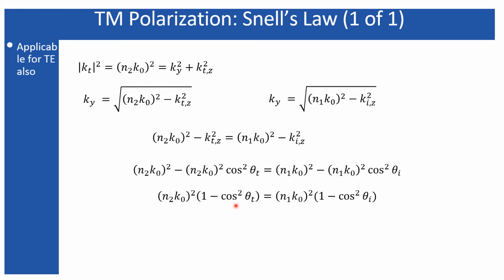1 minus cos squared theta t is nothing but sine squared theta t, and this is sine squared theta i, and from both sides k naught gets cancelled, and finally this equation results, and that is nothing but Snell's law. This is the refractive index of medium 2 and the sine of the angle of transmittance, and the refractive index of medium 1 and the sine of the angle of incidence.